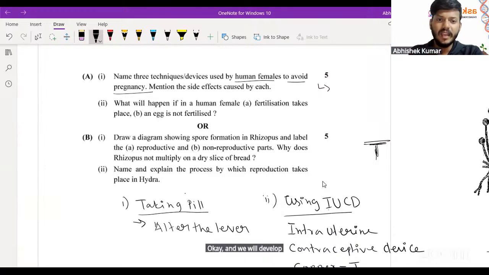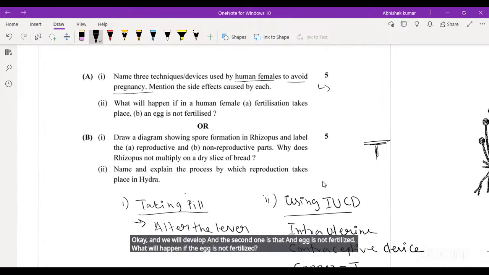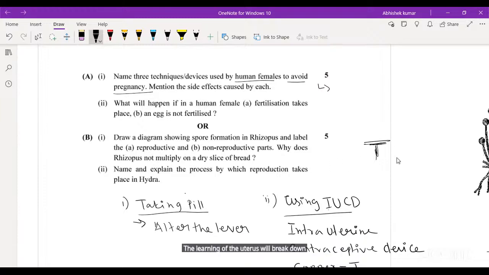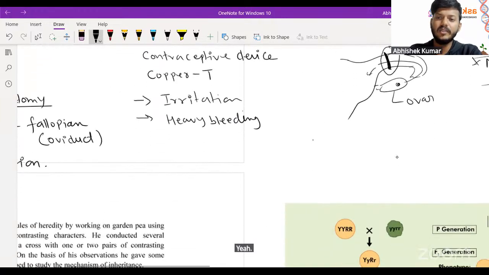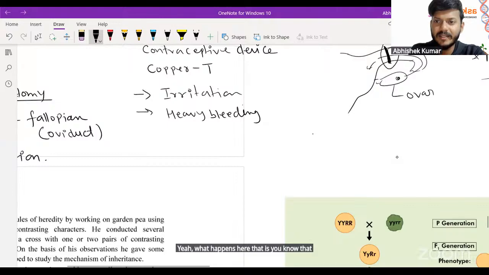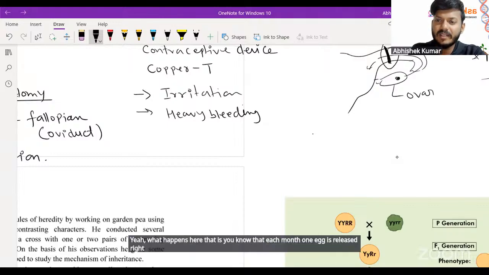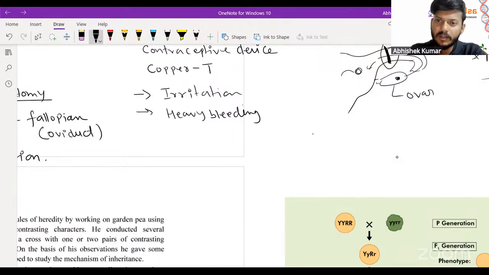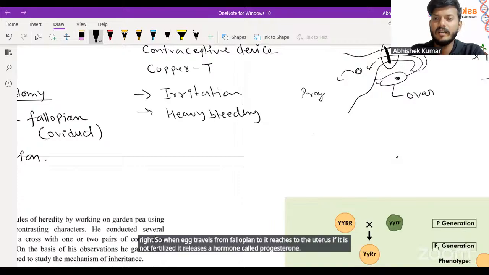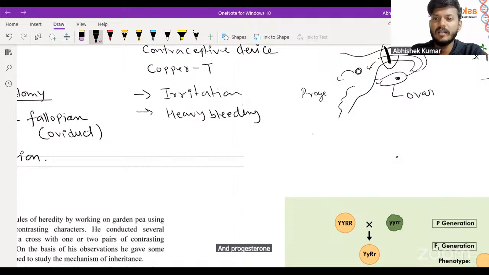And the second one is that the egg is not fertilized. What will happen if the egg is not fertilized? The lining of the uterus will break down and will come out with blood as menstrual bleeding. Yeah, what happens here? You know that each month one egg is released, right? So when the egg travels from the fallopian tube, it reaches the uterus. If it is not fertilized, it releases a hormone called progesterone. And progesterone degenerates the lining of the uterus.